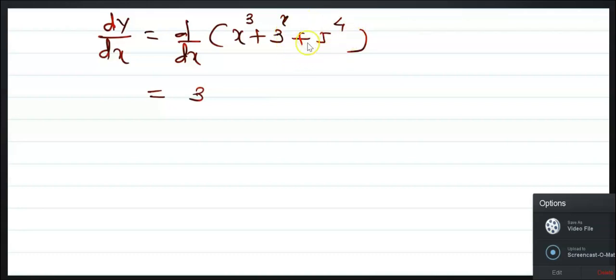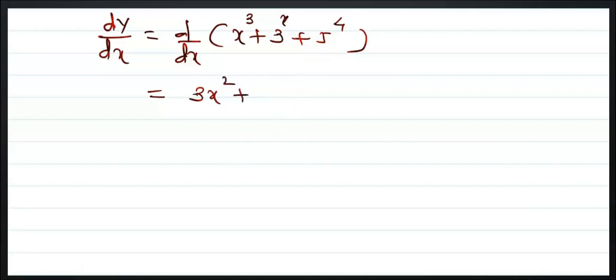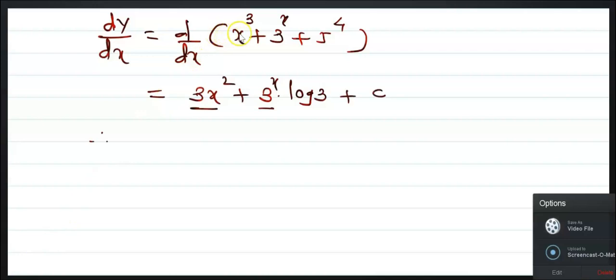And what about the 5 raised to 4? 5 raised to 4, this is the constant quantity, and the derivative of constant is 0. Now see this. Here, the derivative of x raised to 3 is 3x square. म्हणजे ही पॉवर पुढे घेणार आणि त्या पॉवर मधनं एक मायनस करणार, म्हणजे आपल्याला किती मिळेल 3x square.